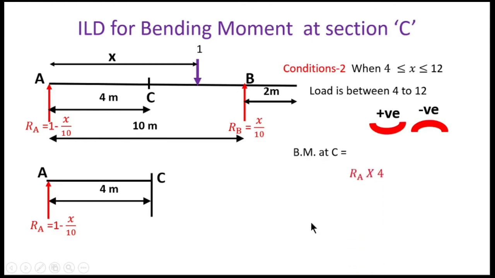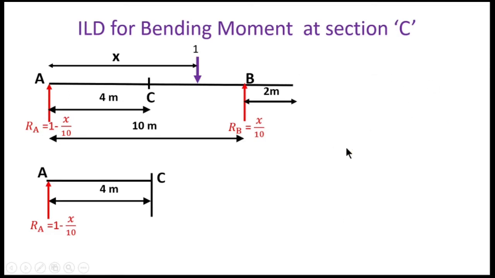Bending moment at C is equal to Ra into 4. We know Ra is equal to 1 minus x by 10. So that is equal to 1 minus x by 10 into 4. Now simplify this, multiply 10 into 1, so 10 minus x by 10. This is the simplification: 4 in bracket 10 minus x by 10. Now apply the limits 4 to 12.